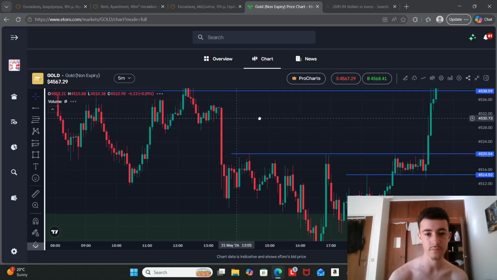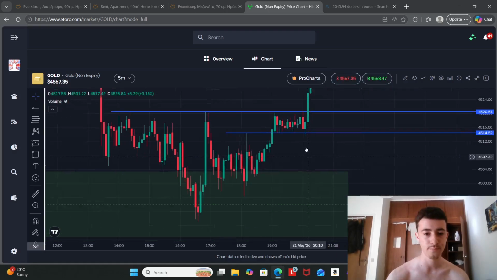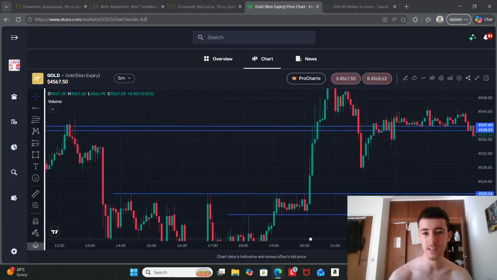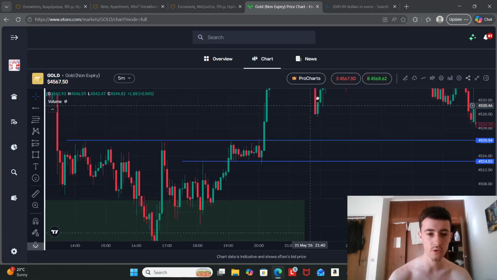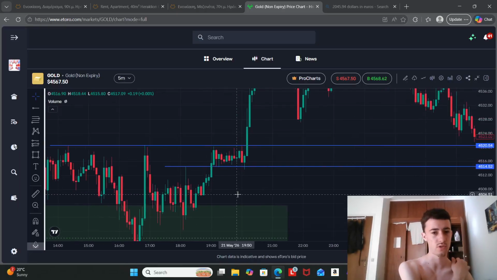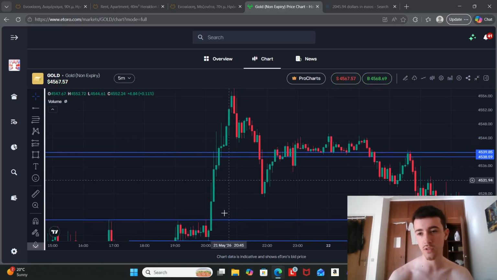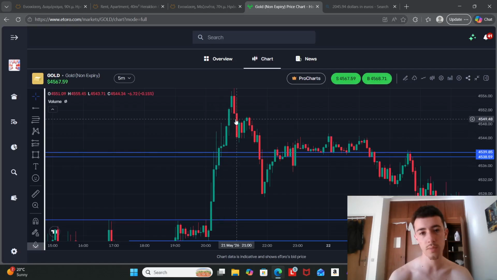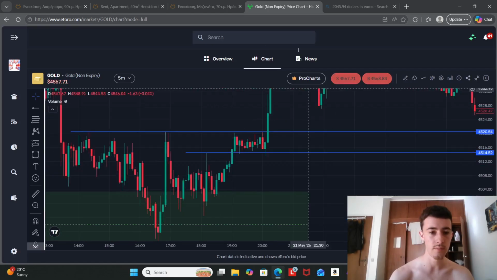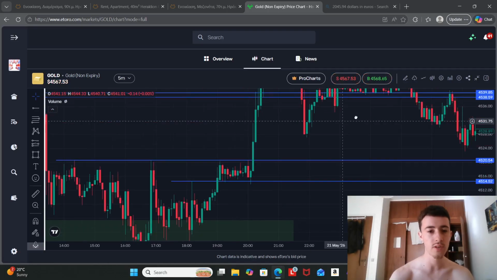So this is just the way I think of it, and I think it works pretty well like this. It's as simple as that, but you obviously want to be mixing it with something else as well, because a break of structure on its own is not strong enough, because bang, you get a small one like this, and don't get me wrong, that would have been a good trade if you mixed it with something else, like a fair value gap.